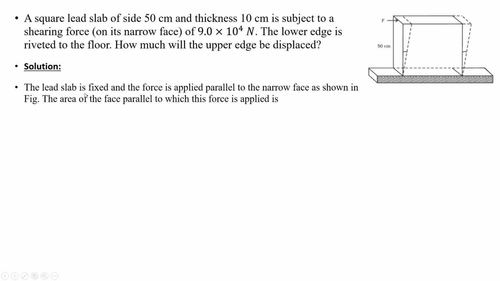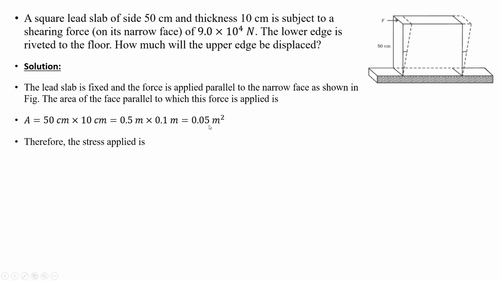Now the lead slab is fixed and the force is applied parallel to the narrow face as shown in the figure. The area of the face parallel to which this force is applied is length times thickness of the lead block. So 50 cm multiplied by 10 cm would be equal to 0.5 into 0.1 meter, which is 0.05 meter square. Therefore, the stress applied, we know it is equal to force over area. Putting the value, we will get 1.80 into 10 raised to the power 6 Newton per meter square.